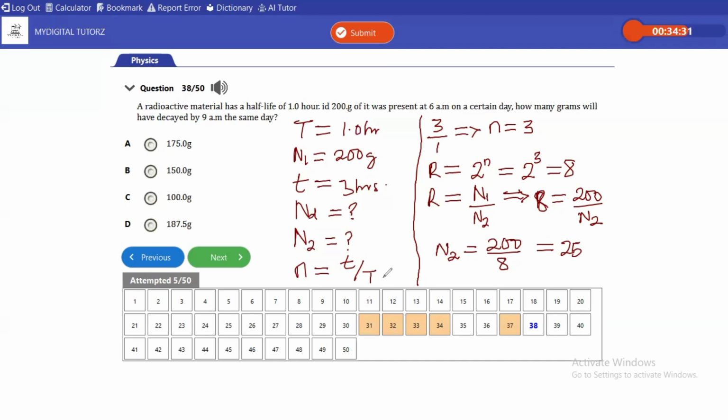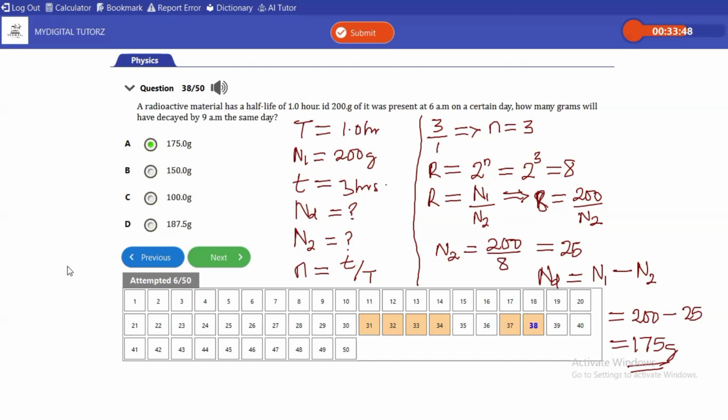So for us to get the number of atoms that will decay, ND will be equal to the number of atoms initially present minus the number of atoms left. So that will give us 200 minus 25. When you do that, we're going to have 175 grams. So 175 grams would have decayed after 3 hours. I hope this is understood. So the correct option here is option A, 175 grams. Okay, that is about question 38. Moving on.